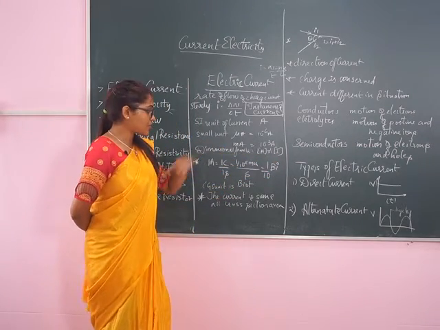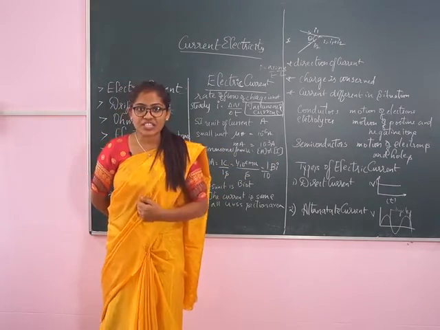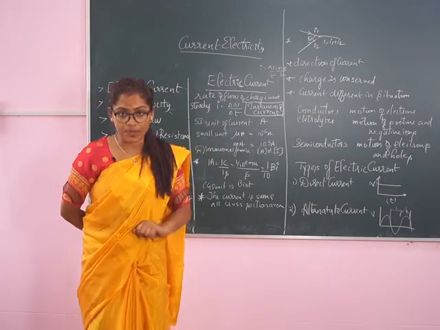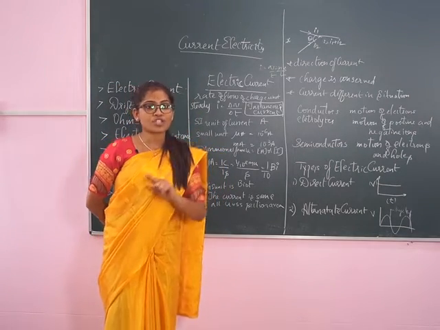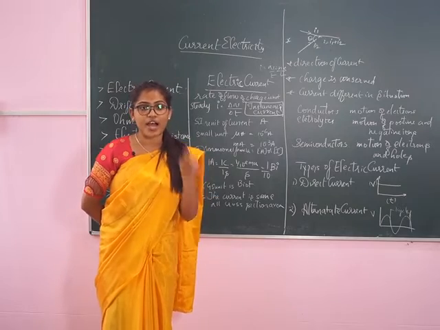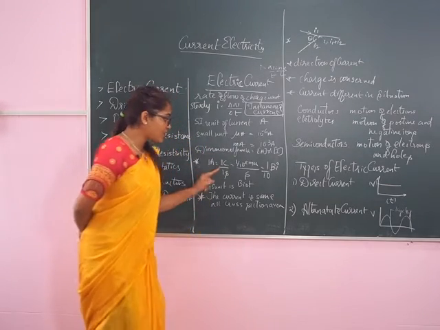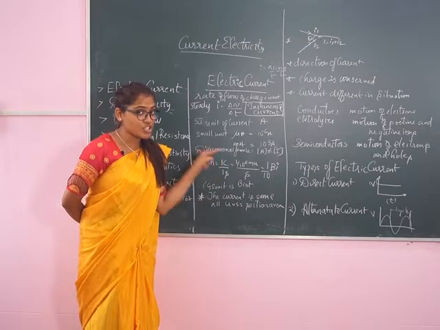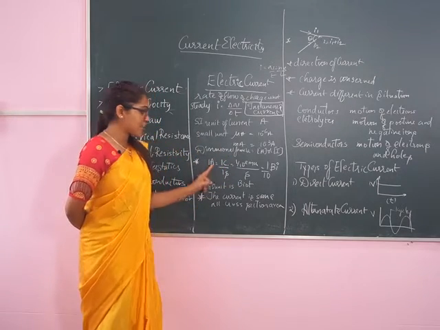This is about the dimension formula. When can you say it is 1 ampere? When 1 coulomb of charge is flowing across a cross-sectional area in 1 unit of time, then you can say it is 1 ampere. 1 coulomb of charge flowing across a cross-sectional area in 1 second, we can say it as 1 ampere.